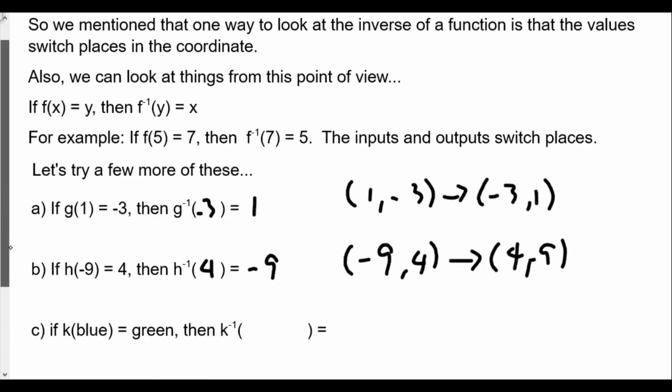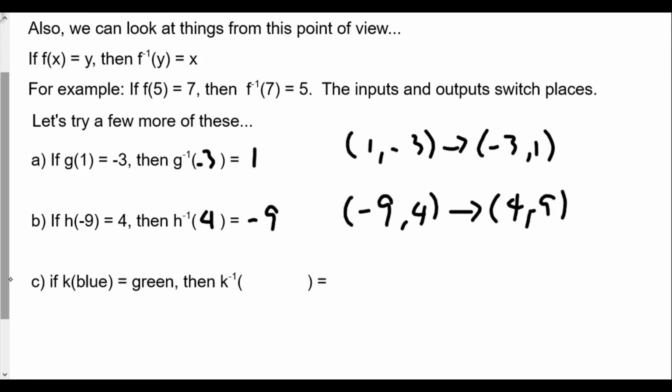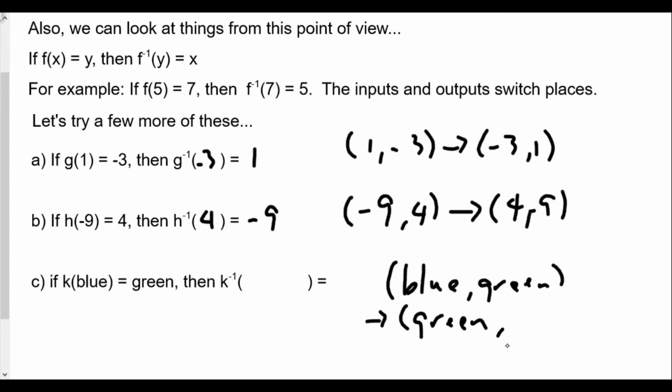And in this situation, if k of blue equals green, so again we have this idea that if you input blue, you get back out green, the inverse would be if you input green, you get back blue. So if I input green for the inverse, I'll get back blue. Okay, so this is how we can look at this for inverse, and how we can change the inputs and outputs here. So hopefully that's another helpful way of looking at this.